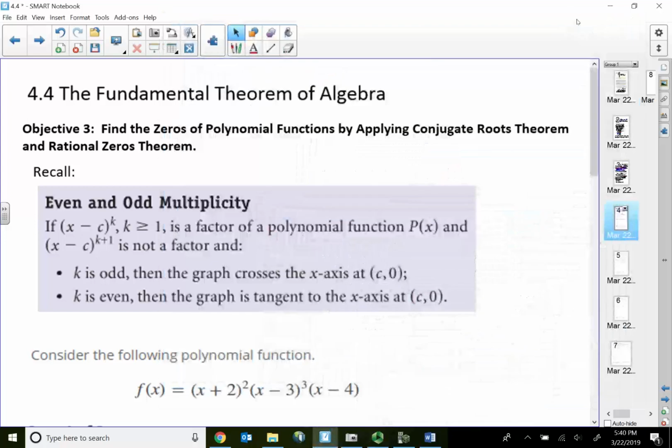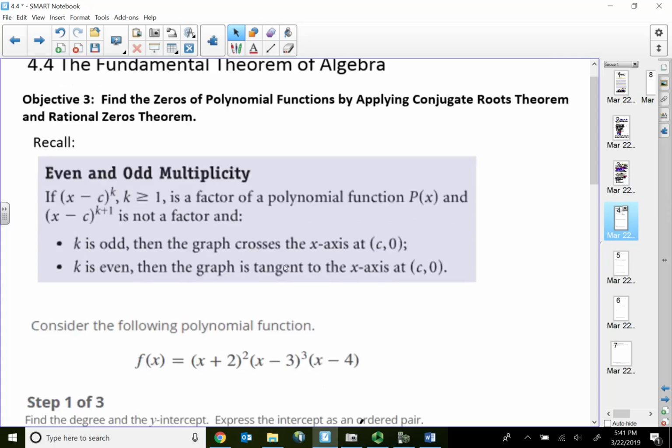Welcome back to College Algebra, section 4.4, objective number 3. In this lecture video, we're going to take a closer look at the even and odd multiplicity. The objective here is finding the zeros of the polynomial function by applying the conjugate root theorem and the rational zero theorems. But we will also take a closer look at the even and odd multiplicity.